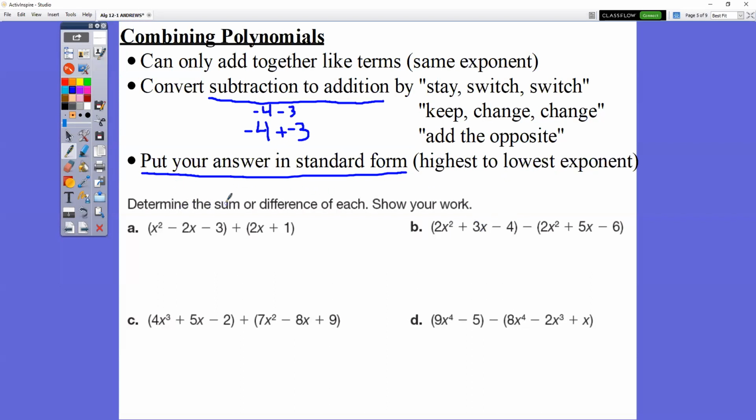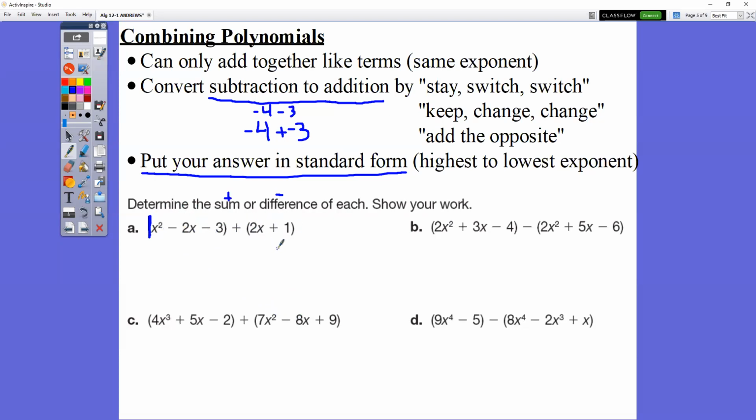So it says determine the sum. Sum means to add, or difference. Difference means to subtract of each. So take a look at A. Now, first of all, when you have an x squared all by itself, please remember that there is really a 1 in front of that. All right, that becomes very important today. So you're doing this trinomial plus this binomial.